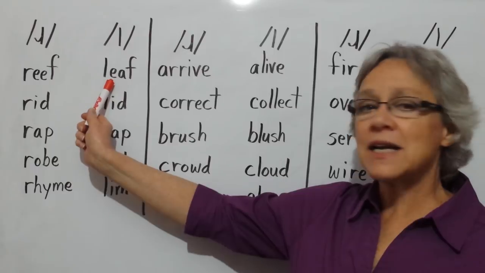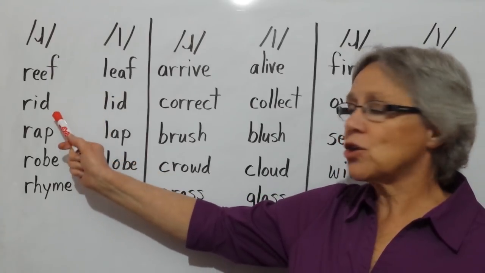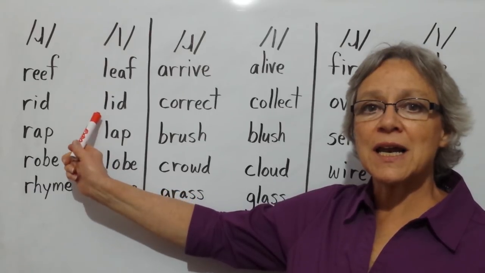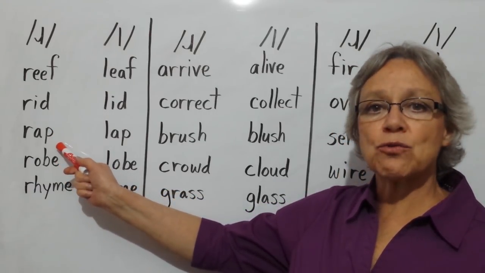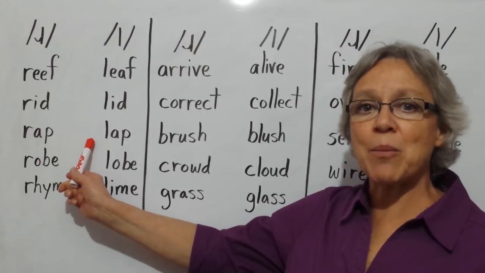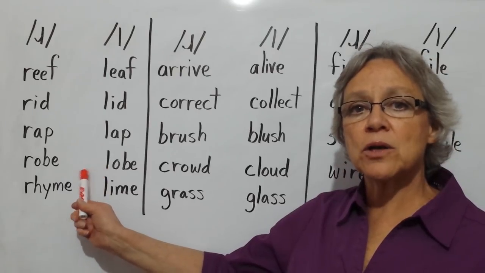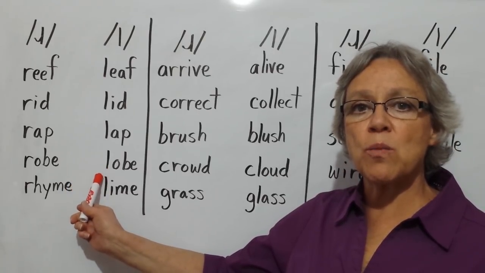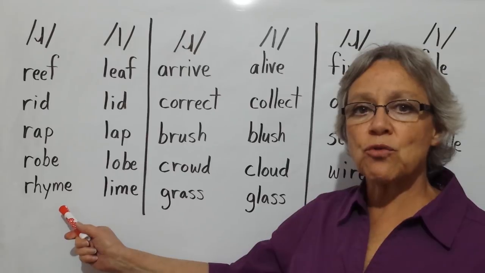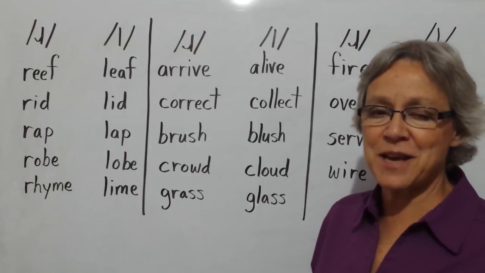Reef, leaf. Red, lid. Wrap, lap. Robe, lobe. Rhyme, lime. Okay, now for the middle column, same thing.